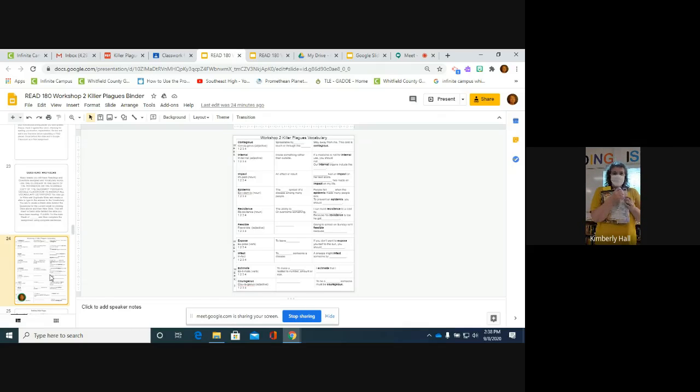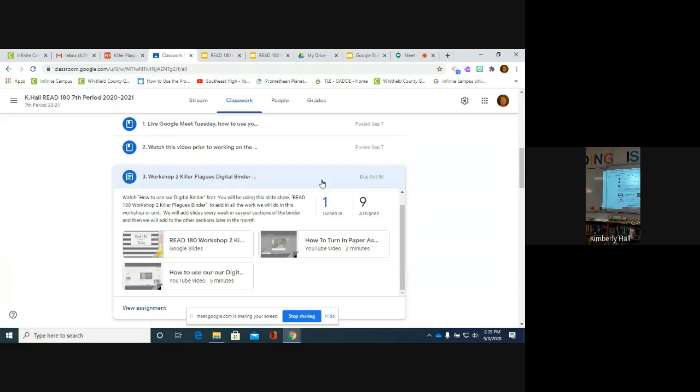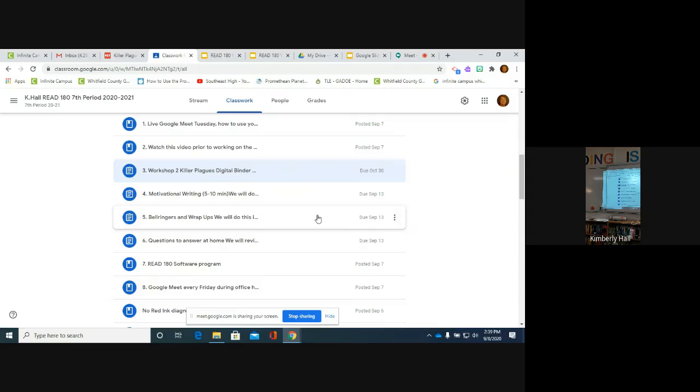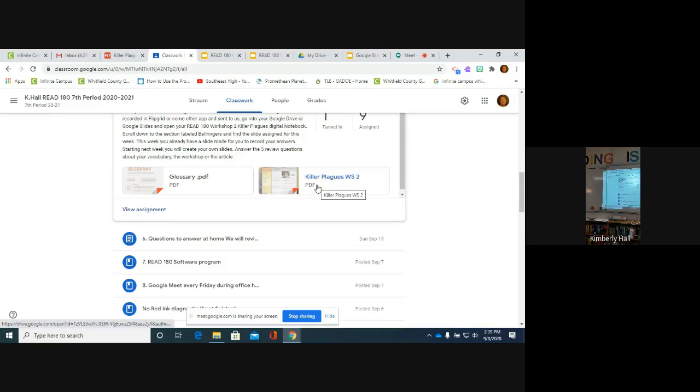The other words are actually going to be throughout our book. They're called target words. They are posted within the pages. Now, this is in the workbook for those who have the workbook. For those who are using the scanned documents, back to classwork, you will see that we have links throughout the assignments to say killer plates, the workbook, and the glossary.